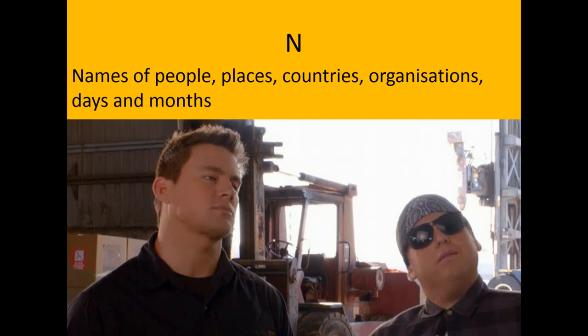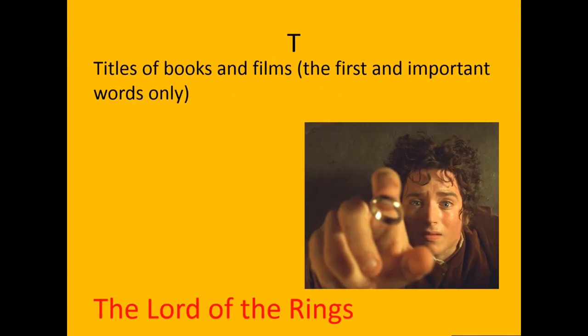N is names of people, places, countries, organisations, days and months. The example on this picture, of course, would be Jeff. My name's Jeff. That would need a capital J.